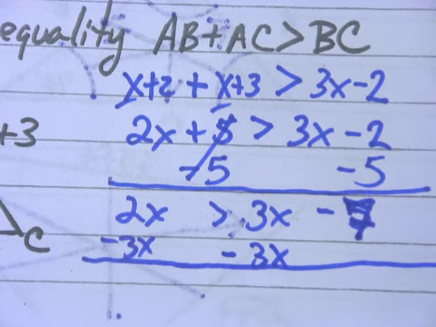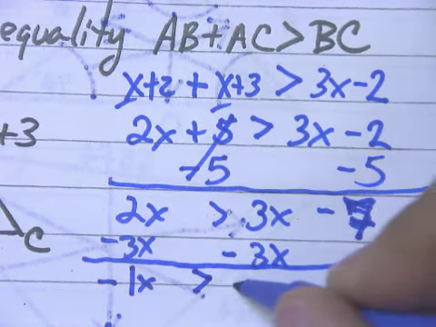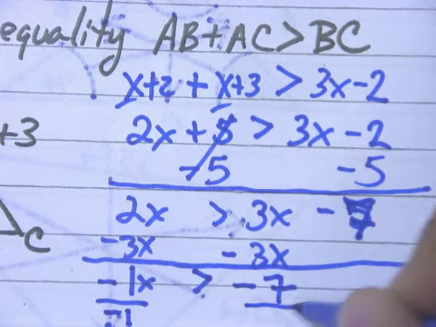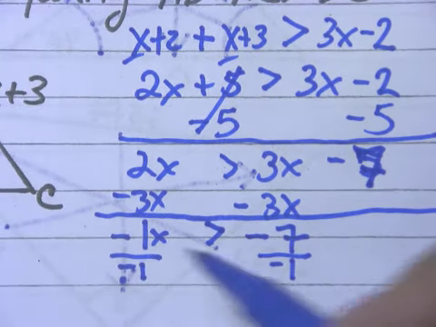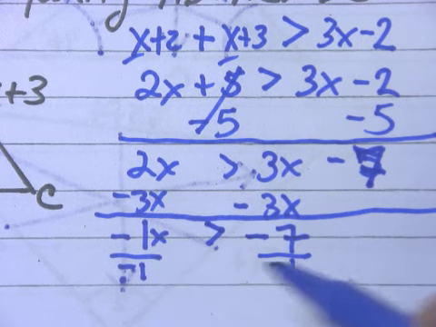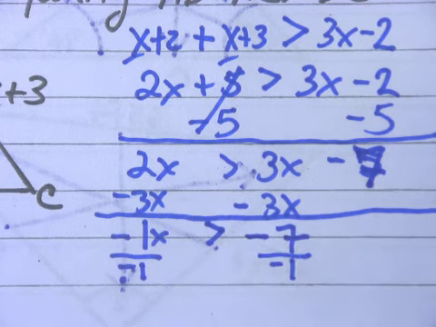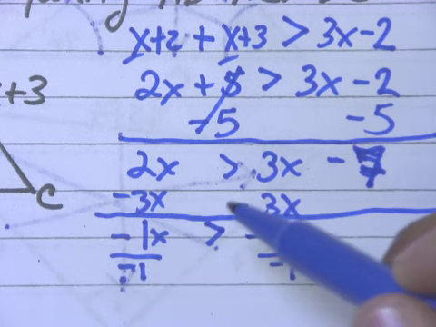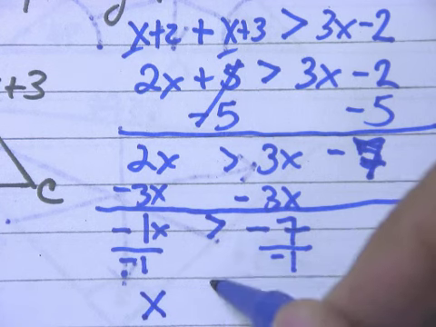Okay, and now I'm going to subtract 3x from both sides. And that is going to give me negative 1x is greater than negative 7. And I'm going to divide both sides by negative 1. And if you remember from Algebra 1, there's a rule that says that if you divide both sides by a negative number, or if you multiply both sides by a negative number, what happens to this inequality sign? If you guess that it flips, you guess correctly.